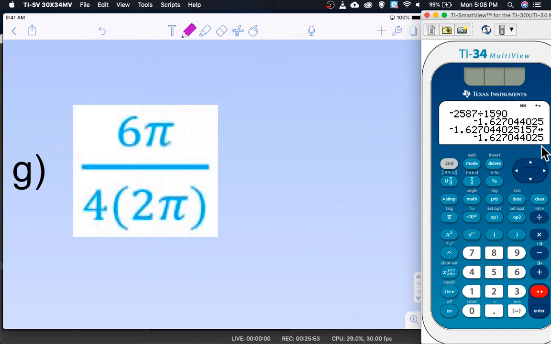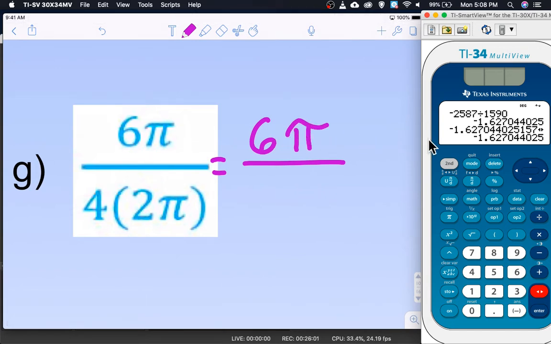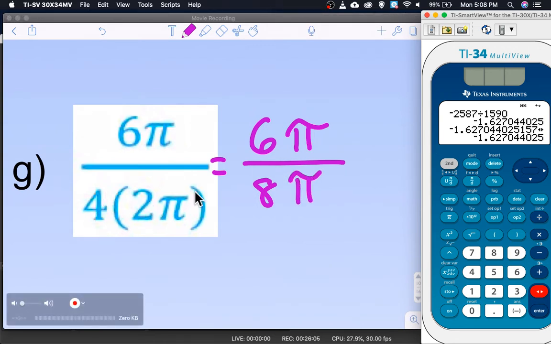Check this out. And it's okay if you got confused on this. That's kind of why we're going through it together. So the top doesn't simplify. That's just 6 pi. The bottom does simplify a little bit. 4 times 2 is 8. So this becomes 8 pi.